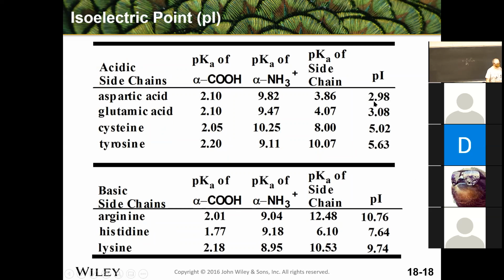If the side chain has a carboxylic acid, then the PI is about 3. For cysteine and tyrosine, cysteine has a thiol group and tyrosine has a phenol group. If we have basic side chains, notice the PI is higher than 6.